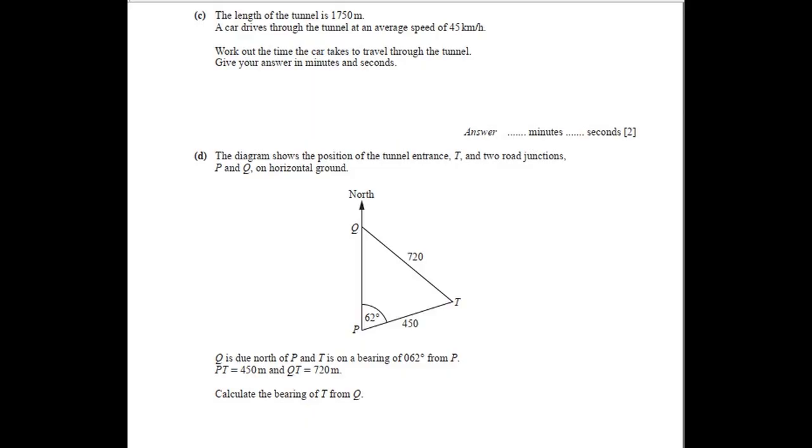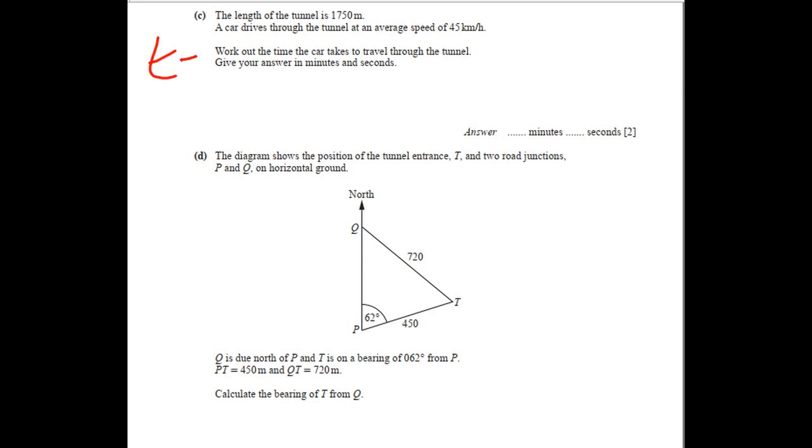Part C. The length of a tunnel is 1750 meters, and the car travels through the tunnel at an average speed of 45 km per hour. Work out the time the car takes to travel through the tunnel. Give your answer in minutes and seconds.